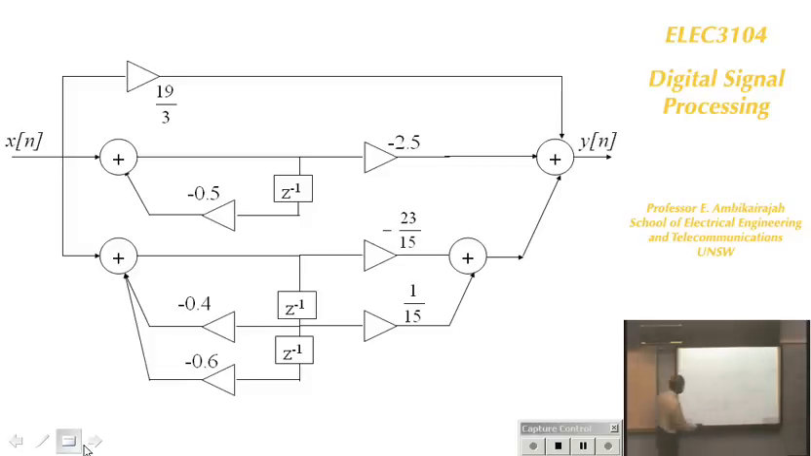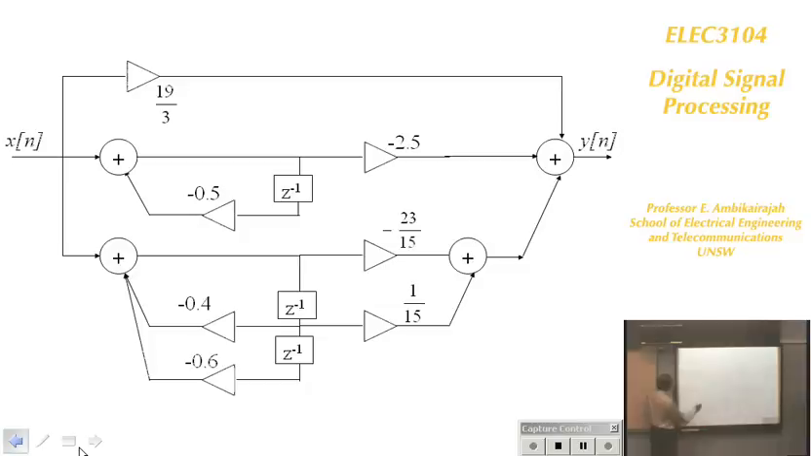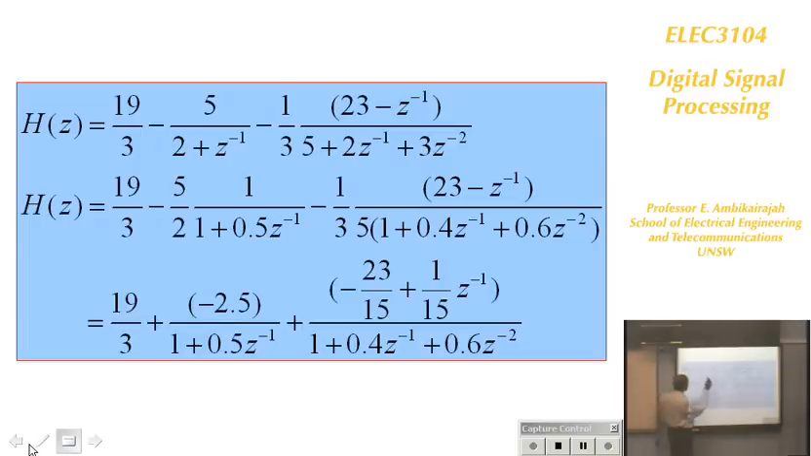What is my parallel implementation? First one tells me 19 over 3 from the input. This is Y(z) over X(z). Yeah? So let me go back. I got from x, I got that. Fine. Then go back again. I need this one. 5 over 2 times that.